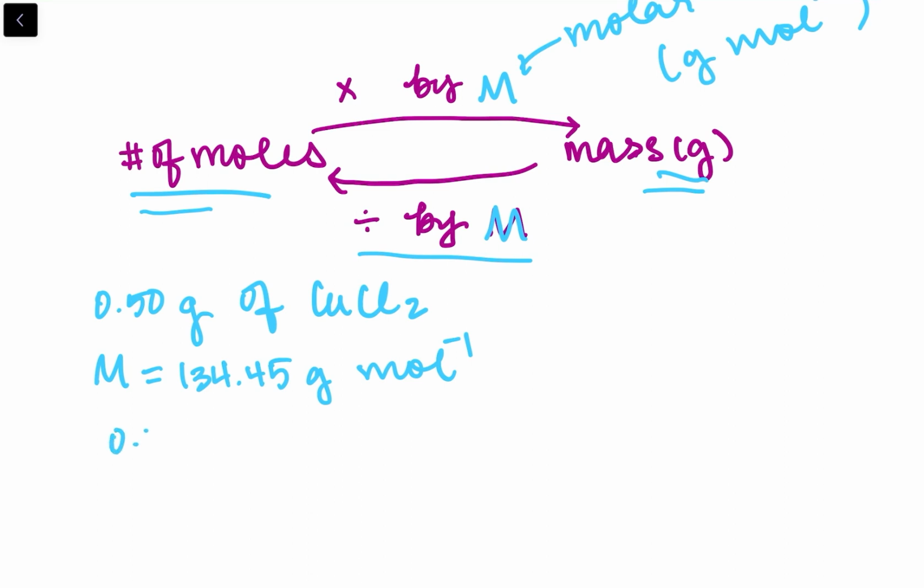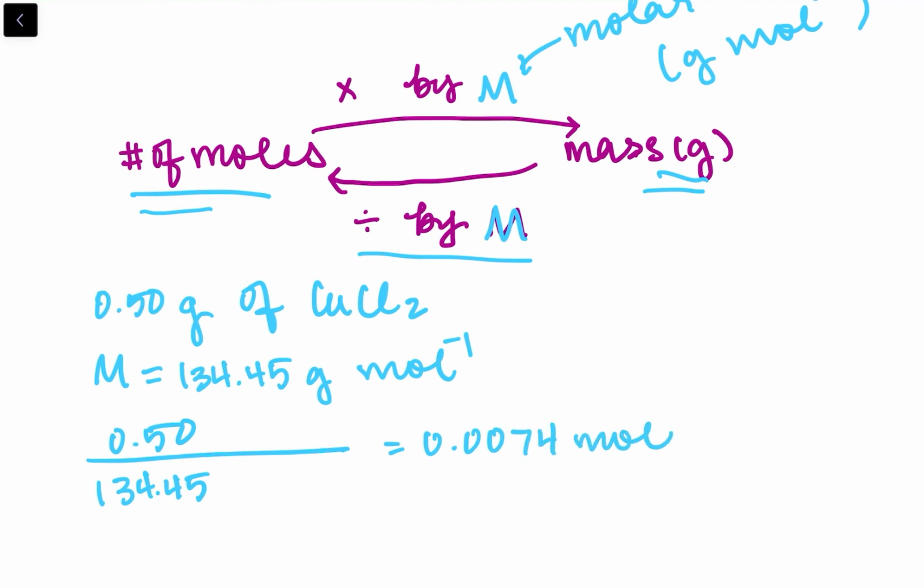So we go 0.50 divided by 134.45, and we should get 0.0074 moles of CuCl2. Once again, make sure to notice how I answered the question. You cannot just leave the question out there. You need to answer the question and do what the question is asking you to do. Additionally, notice how I put the answer in the proper units. Units are extremely important in this case.